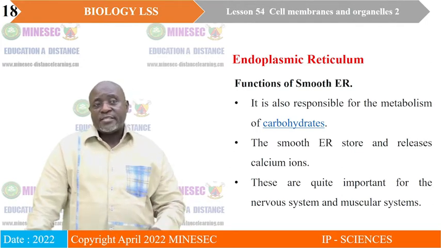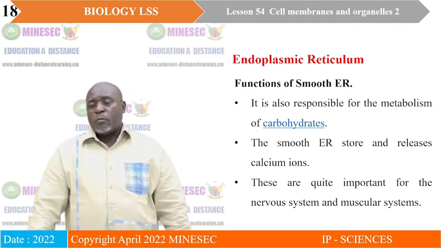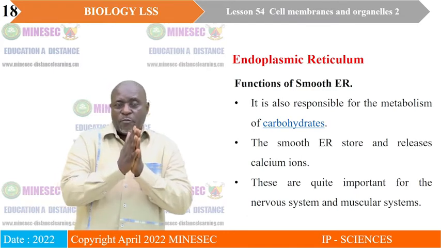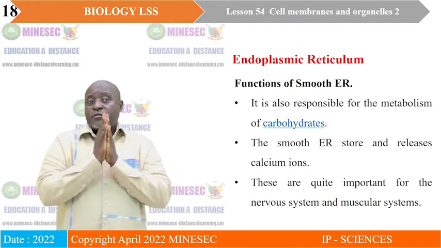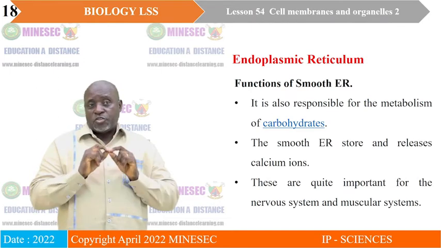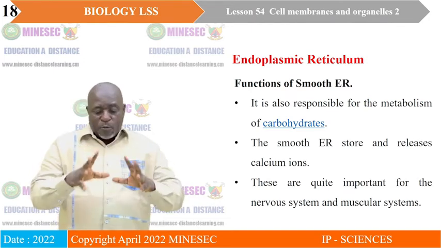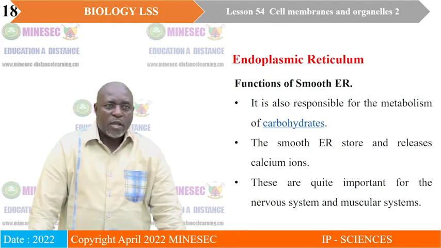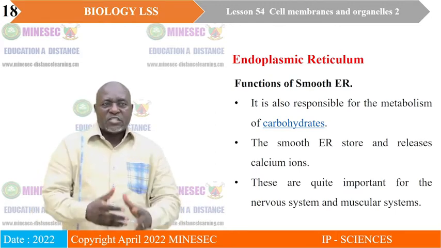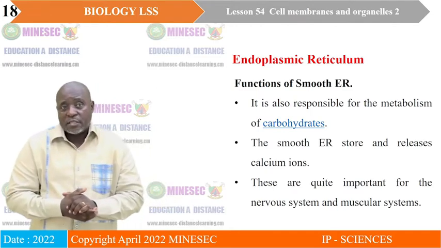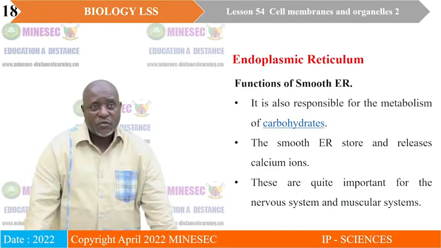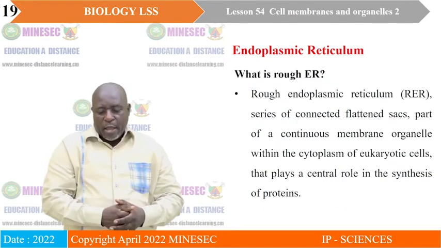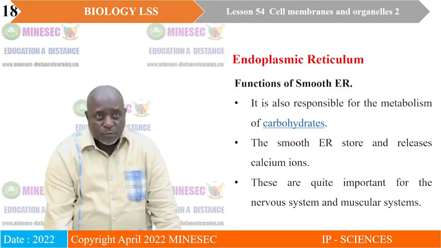It also stores and releases calcium ions. The smooth endoplasmic reticulum stores and releases calcium ions. It means that muscles, nerves and nerve-muscle junctions are dependent on calcium ions from the ER. It stores them, releases them when the body needs them, and transports them to the right part of the cell where they are needed. They are quite important in the nervous system and muscular system because of this calcium ion that they store and release. That is very important. So that was the smooth ER.